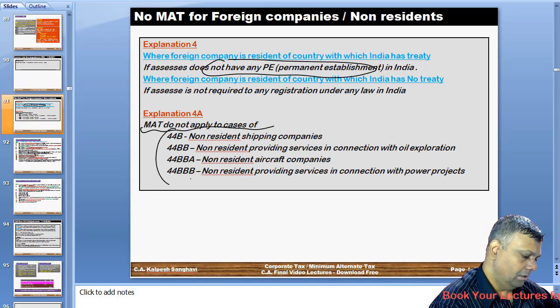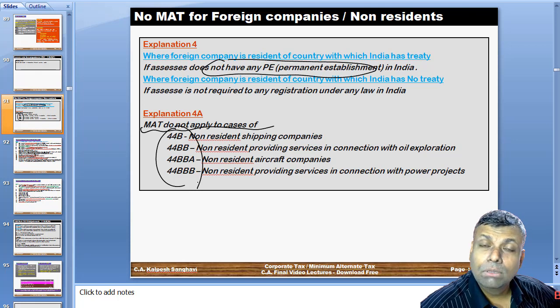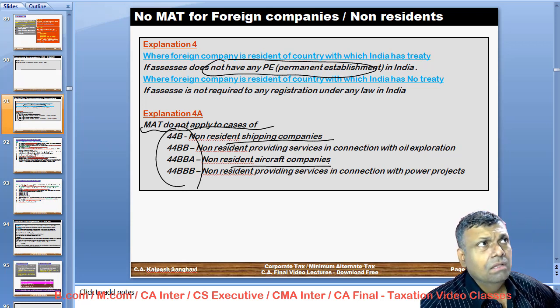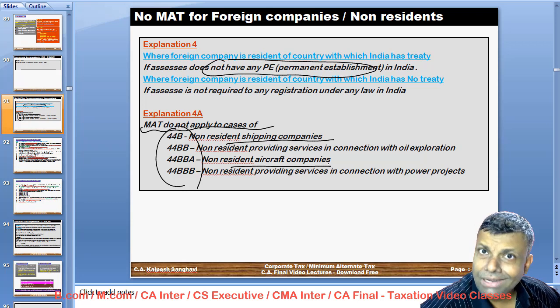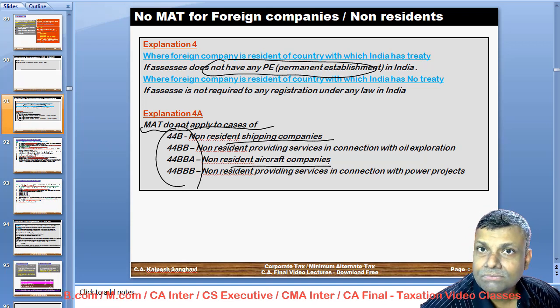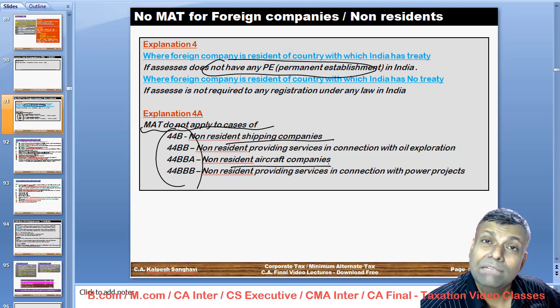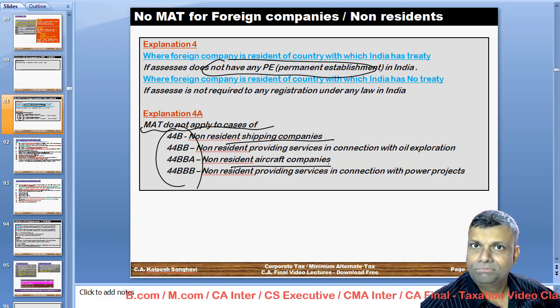Second point. The MAT also does not apply to all these categories of businesses. But mind well, even with all these categories of businesses, PE is always a good test. For example, non-resident shipping business or non-resident aircraft business. Let's say Air Emirates is flying to India and going back. If Air Emirates does not have any permanent establishment in India, that means no fixed place of operations in India, then these provisions will say that MAT will not apply. That means even with respect to the specified businesses under this clause, the test of PE is always a very important test.